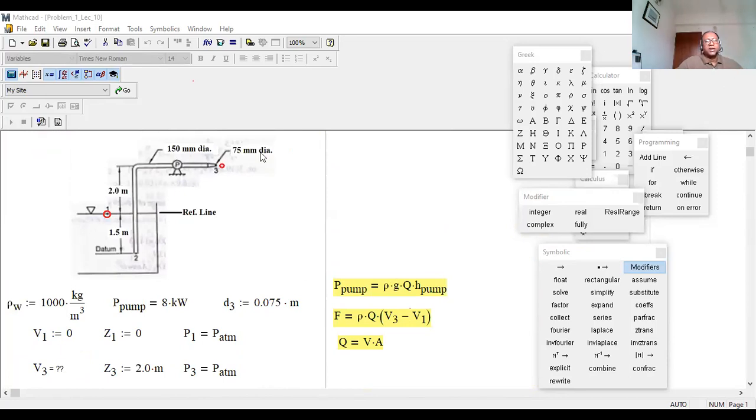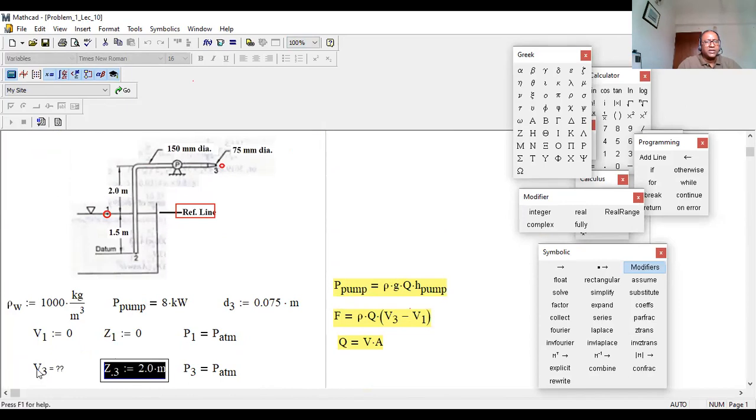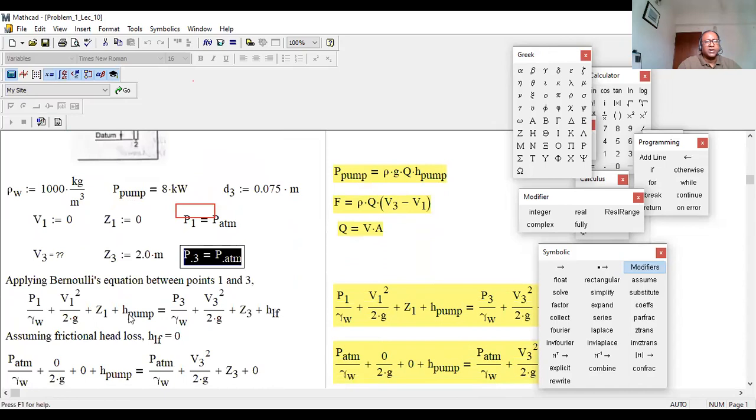This is our problem, right? So at first we write down all the data that is given. We'll apply the Bernoulli equation at point 1 and point 3. So V1 equals 0. This is our reference line, right over here. So your Z1 will be 0. Z3 will be 2 meter. V3 we don't know. P1 will be atmospheric pressure. P3 will be atmospheric pressure. Then we apply the Bernoulli equation.